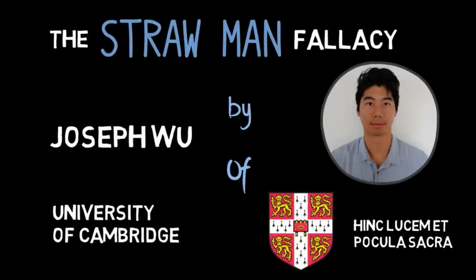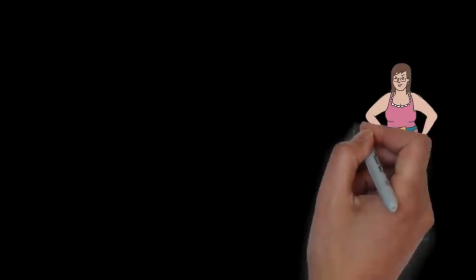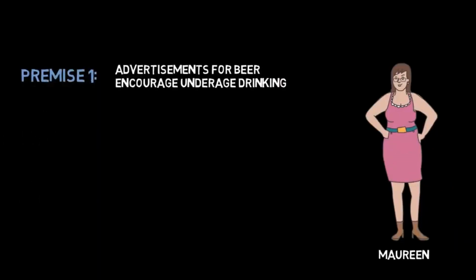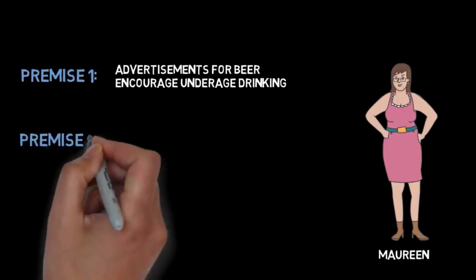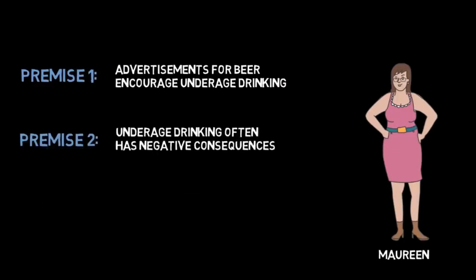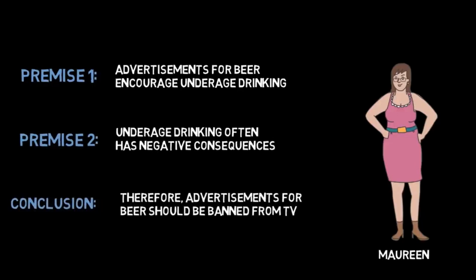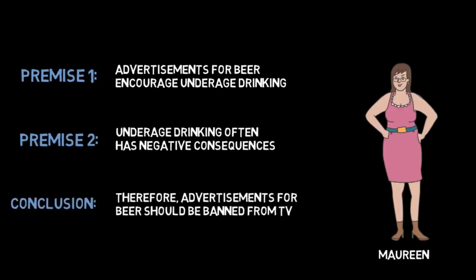Let's start off with an example to see how it works. Suppose my friend Maureen presents the following argument. Premise 1. Advertisements for beer encourage underage drinking. Premise 2. Underage drinking often has negative consequences. Conclusion. Therefore, advertisements for beer should be banned from TV.